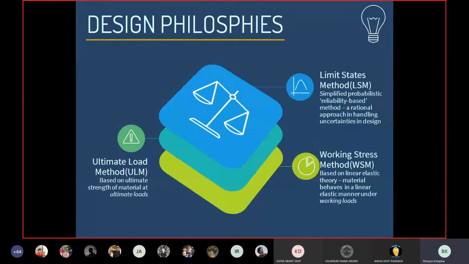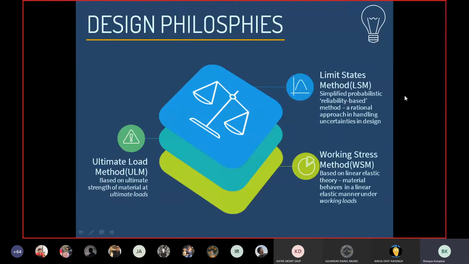Next, having known what we want to achieve, there has to be a standard way of achieving those objectives, and these standard ways are called design philosophies. We are not going to get into the theory per se, but we are just going to understand the basics of what is called the limit states method. Conventionally, the first standard method that was used is called the working stress method. Over time, we moved to what is called the ultimate load method, and currently what we have is called the limit states method.